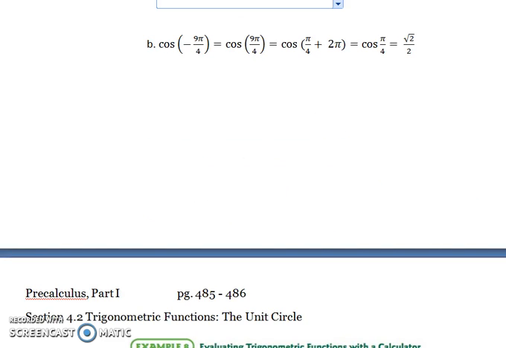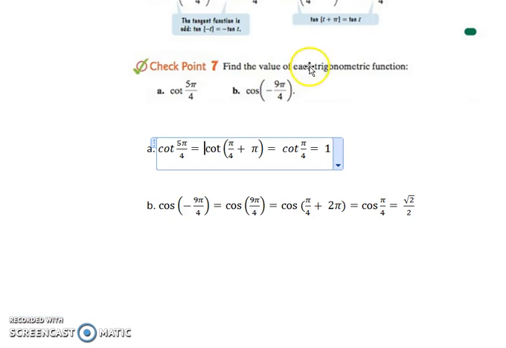For the second part, cosine of negative 9 pi over 4, got carried away with those negatives last time, cosine is even, which means the negative actually goes away. The cosine of negative 9 pi over 4 is the same as the cosine of 9 pi over 4. Remember I said the only ones that are even are cosine and cotangent. So 9 pi over 4, the period of cosine is 2 pi, so we want to take out a 2 pi. So the cosine of 9 pi over 4 is going to be the same as the cosine of pi over 4, which is square root of 2 over 2.